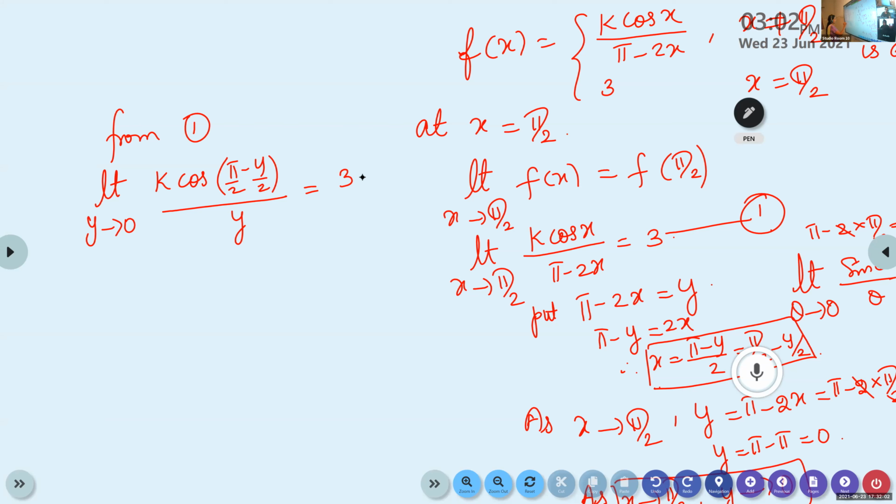Now listen, one second, listen children. It is the same as limit y tending to 0 of k into, what is cos of 90 minus theta? What is cos of 90 minus theta?